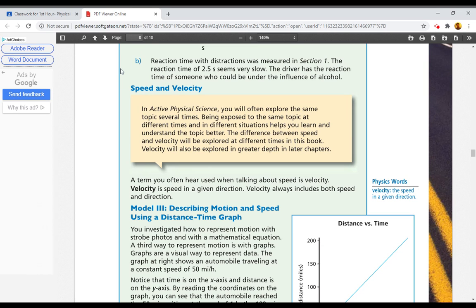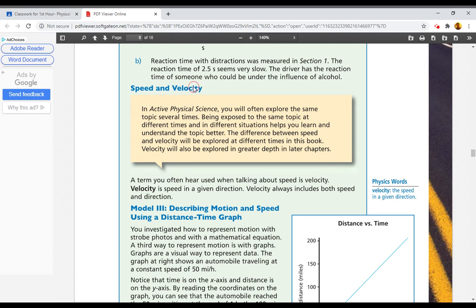Reaction time with distractions was measured in section 1. The reaction time of 2.5 seconds seems very slow. The driver has the reaction time of someone who could be under the influence of alcohol. That means it took them 2.5 seconds to slam on the brakes.